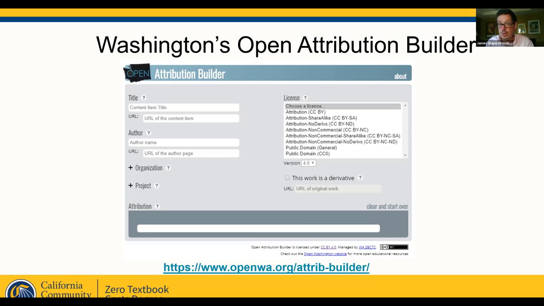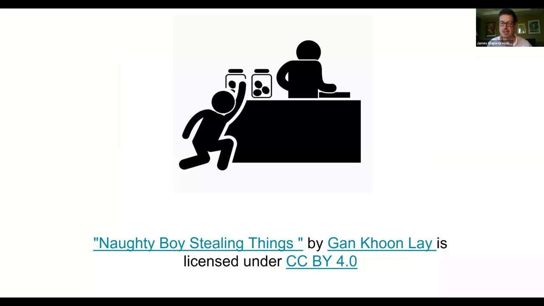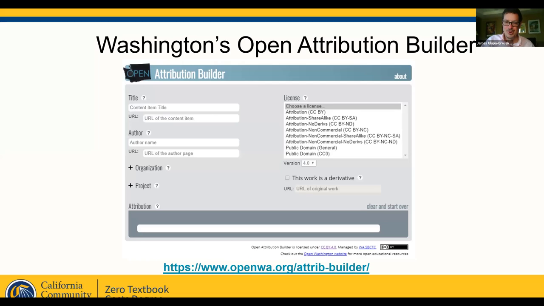The easiest way that I found to actually do that is to utilize Washington's Open Attribution Builder. You can just Google Washington Open Attribution Builder, and basically you copy and paste in the information from the website that you're taking the image or the work from, the book, the article, and you plug it into the particular spaces in Washington's Open Attribution Builder, and it builds an attribution. So this is the same image that I used at the outset of this presentation, and down at the very bottom in very teeny tiny print, I had the attribution. I've blown it up a bit here so you can see. I didn't create the attribution down at the bottom of the slide. Washington's Open Attribution Builder created that for me, and I copied and pasted it.